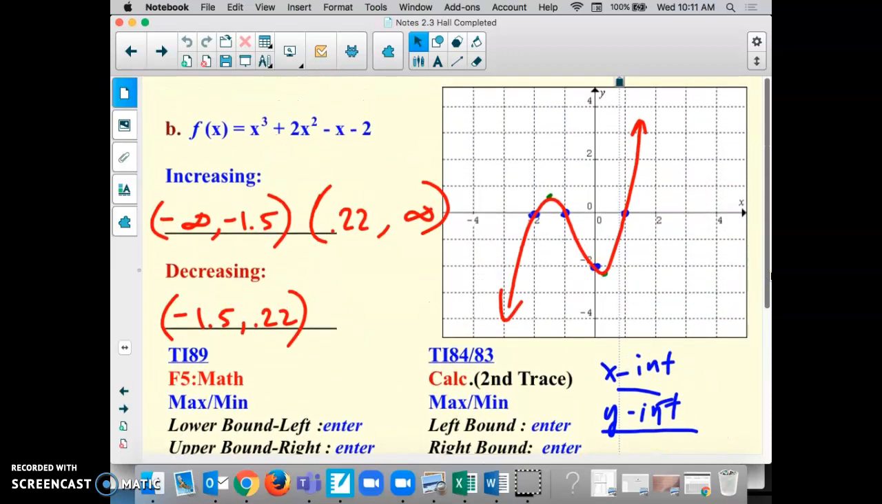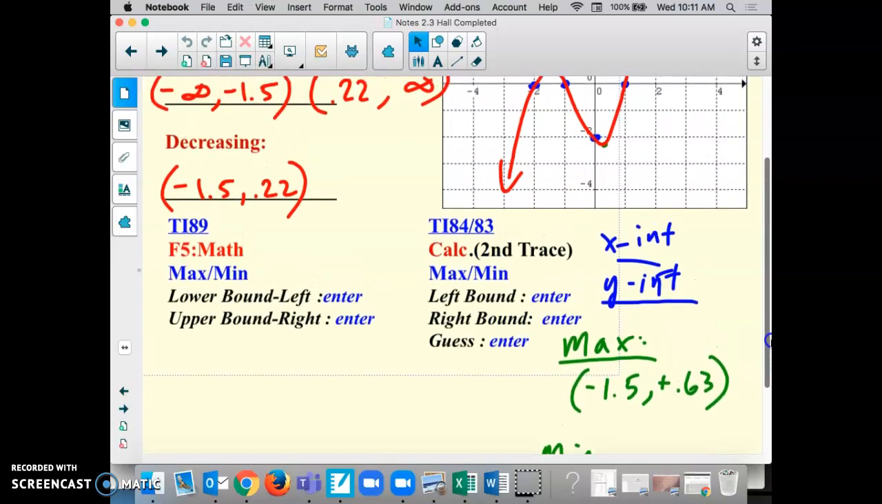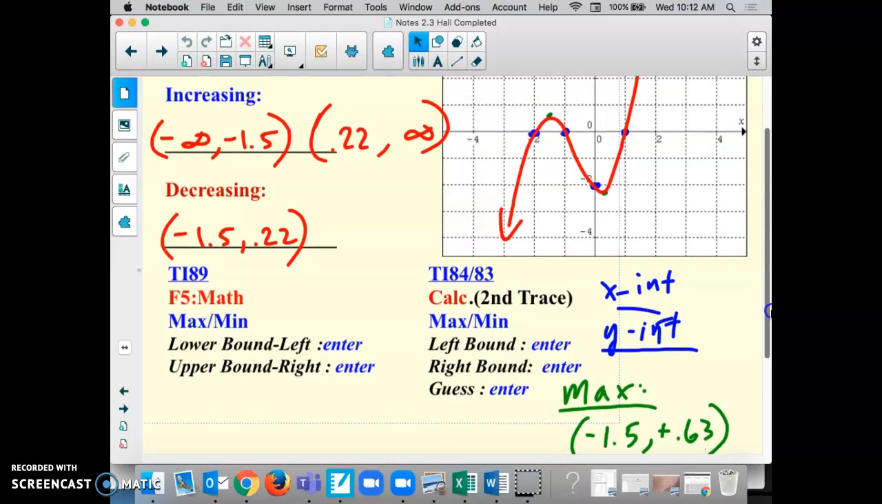Okay, so now for where is the graph increasing? I already have them down for you. Increasing, looking left to right, negative infinity to this maximum point. I found that maximum point right there. I think I wrote it down here. It was (negative 1.5, positive 0.63). And so at negative 1.5, that's where it starts to change direction. So it increases from negative infinity to negative 1.5. Then from that value, it decreases.